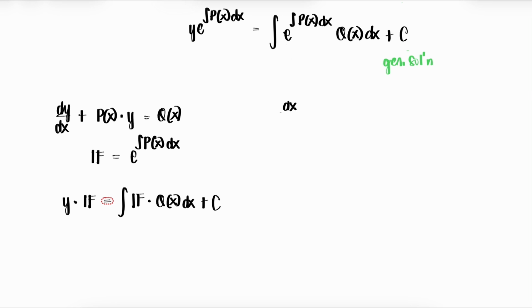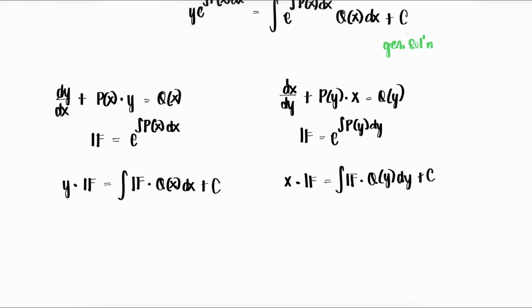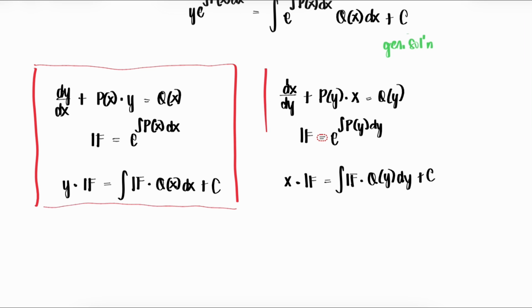But if it was dx/dy plus p(y) times x equals q(y), then our integrating factor is equal to e to the integral of p(y) dy. And our general solution would be x times the integrating factor equals the integral of the integrating factor times q(y) dy plus c. Okay, so these are the things that you just need to remember if we are to solve linear differential equations.